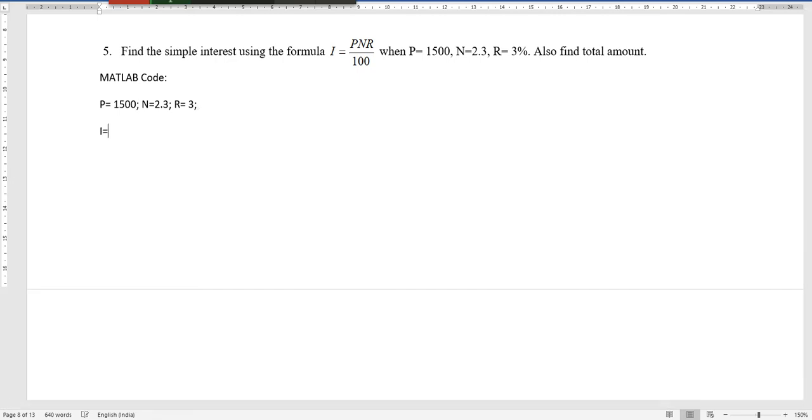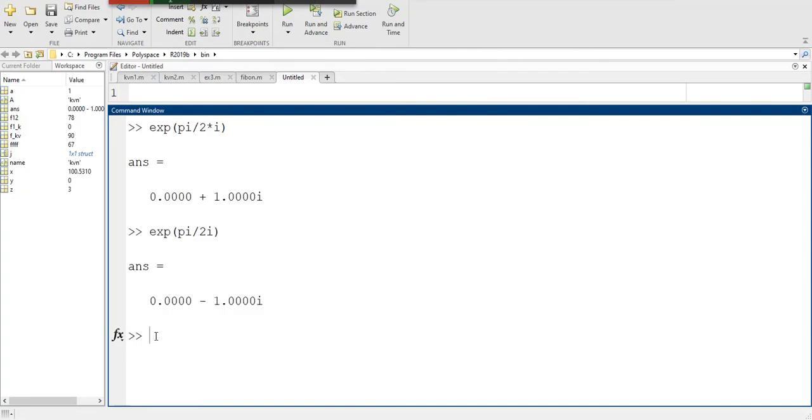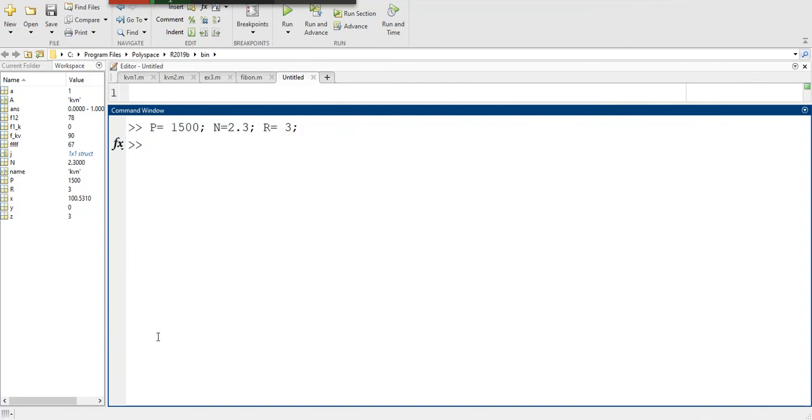I equals to P into, which means asterisk. If you write without asterisk, then PNR is treated as a single variable. Here P is a different variable, N is a different variable, R is a different variable. No need to write the percentage symbol. So write R divided by 100. Then you will get the answer directly. I will type it in the software. Suppress the output, no output is required here.